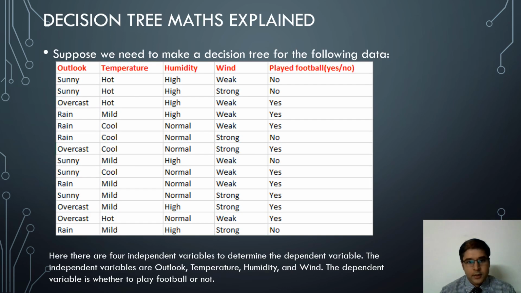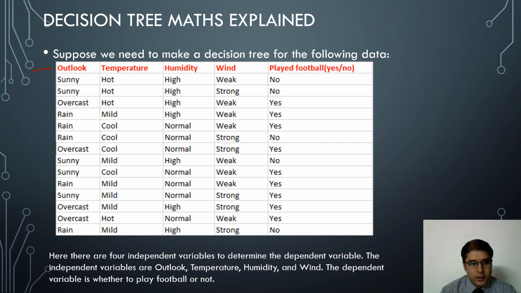Now we'll study an important concept of how decision trees are made. So suppose we need to make a decision tree for the following data. This is the table here, and we will discuss the maths behind how decision trees are made, that is, how each node is selected at each point of division. We will discuss information gain and entropy and Gini impurity and Gini gain.